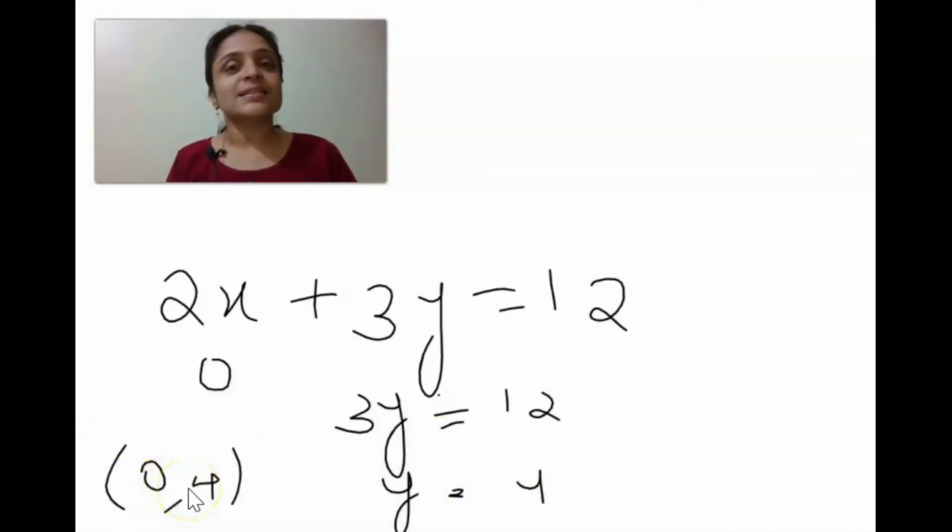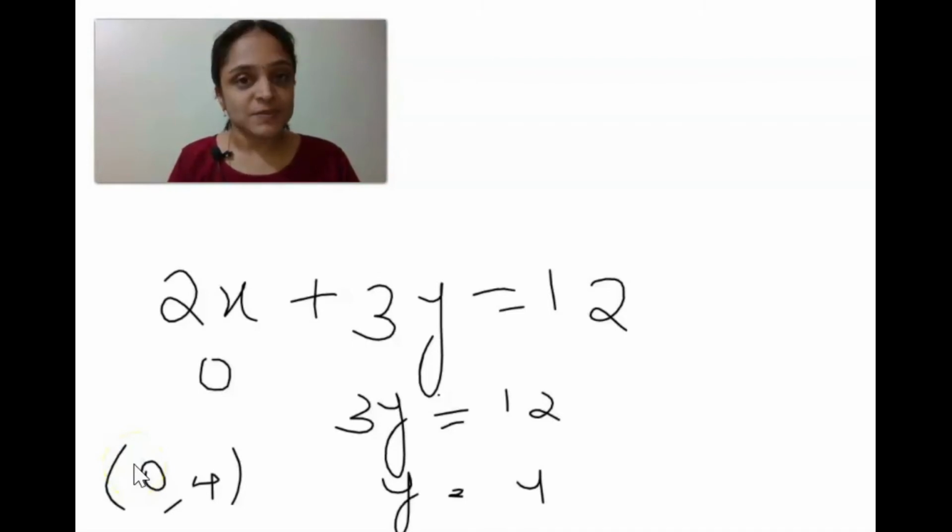We are writing the solution in ordered pairs. This is called ordered pair. That is, we write inside brackets, and first is the value of x and second is the value of y. So this is called an ordered pair, where the x coordinate is called the abscissa and this is called the ordinate. Okay, this is called the abscissa and this is called the ordinate.